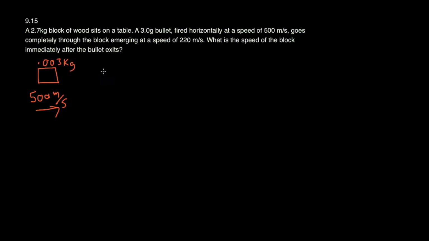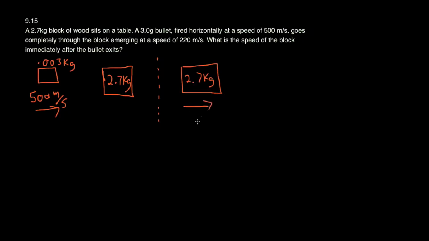And then we also have a block that's just sitting there, and it has a mass of 2.7 kilograms. Okay, so that's the first part. In the second part, we have that same block of 2.7 kilograms, but it's now moving at some velocity. Call it velocity sub c for velocity of the cube, and that's what we're trying to figure out, right? What is the speed of the block immediately after the bullet exits?